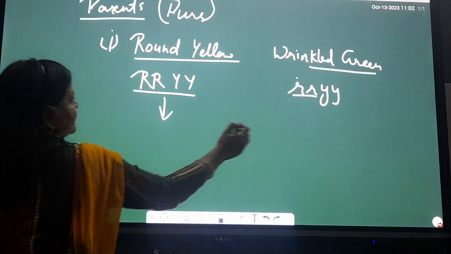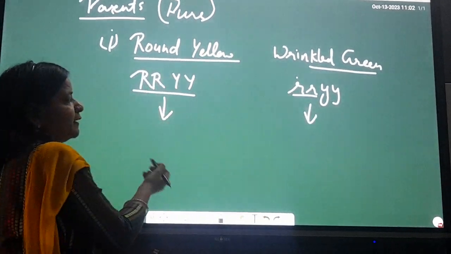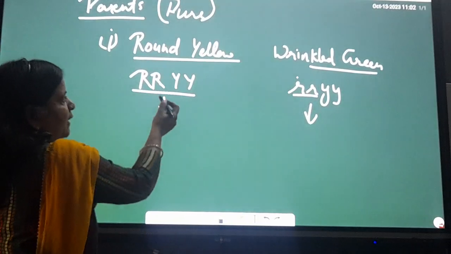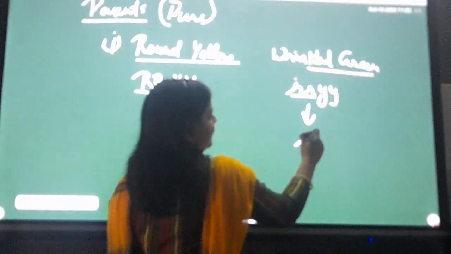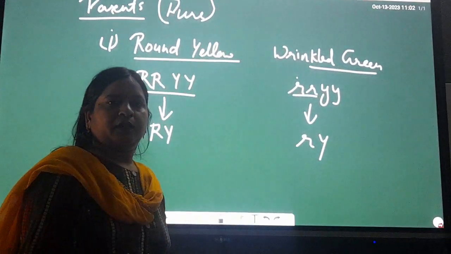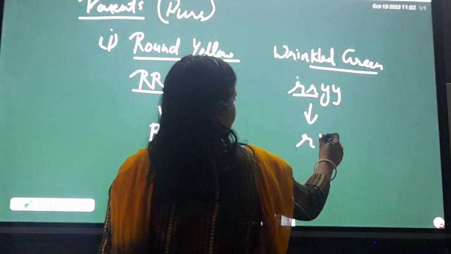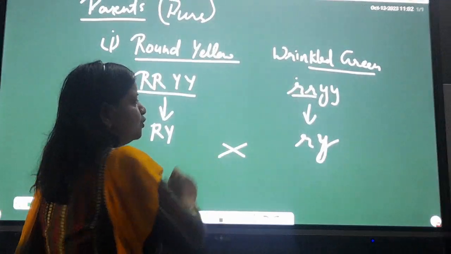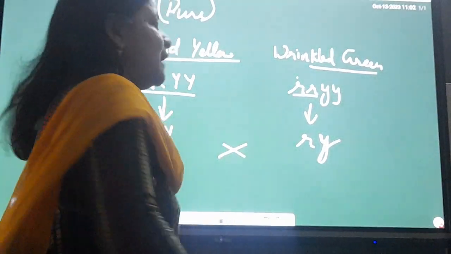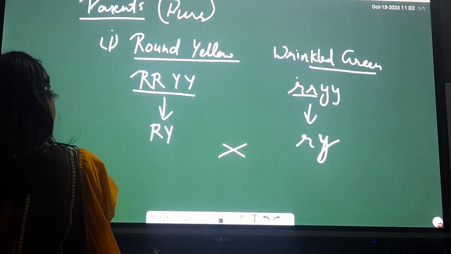Here the gametes are formed. What kind of gametes are formed? It has only one capital R and one capital Y. And the other gametes can have only small r and small y. Then he crossed the parents and got the F1 generation.